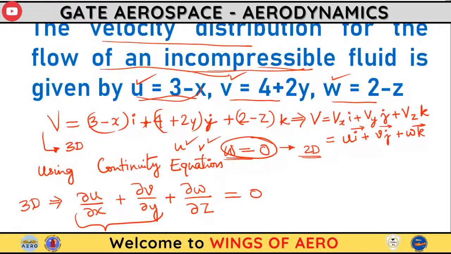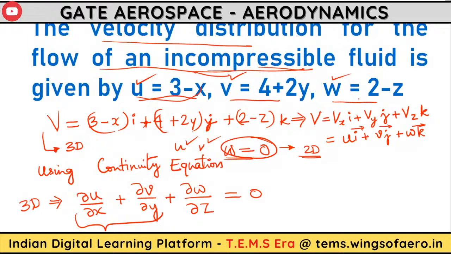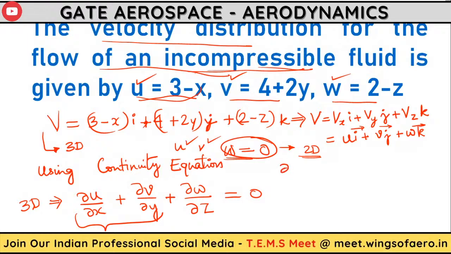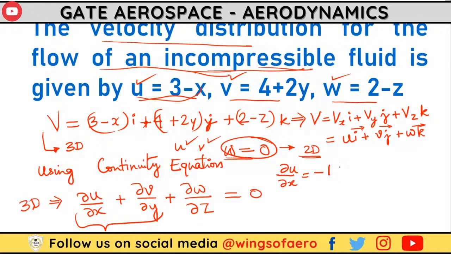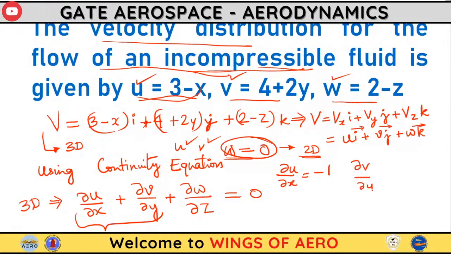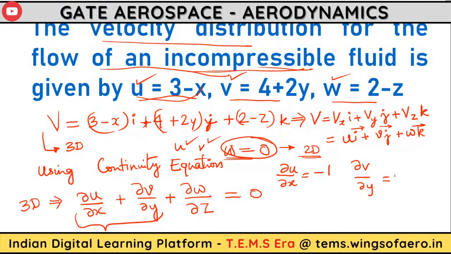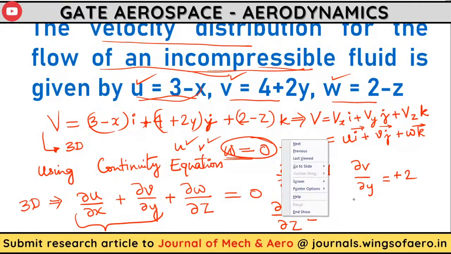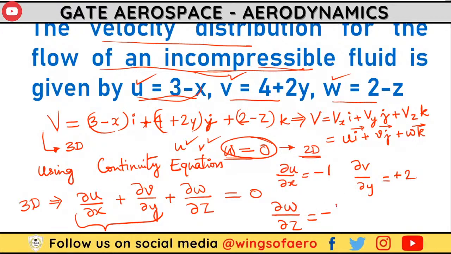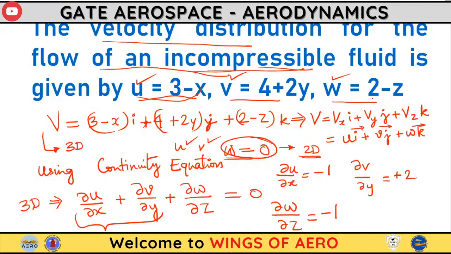Now what you have to do is find the differentiation with respect to x, with respect to y, and with respect to z. When you do dou u by dou x, what will you get? The constant, then it becomes minus 1. Then dou v by dou y, again it becomes plus 2. Then next we have dou w by dou z. Do you get plus or minus? You get minus 1, sorry, ma'am, minus 1. See, you have to be very careful with the symbols.